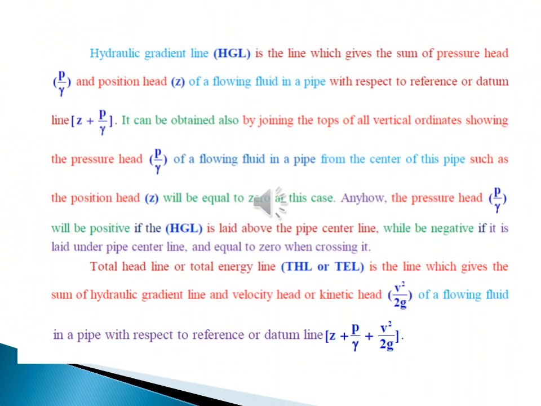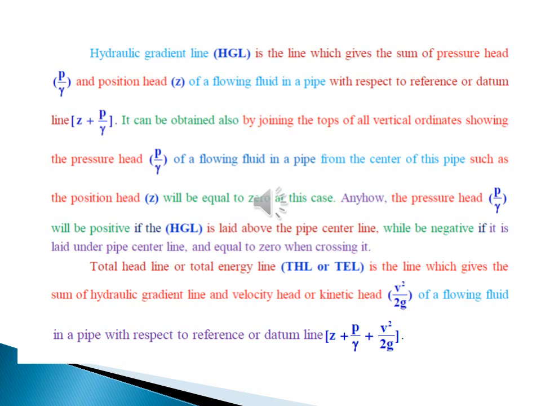Look, my dear, the hydraulic gradient line HGL is the line which gives the sum of the pressure head P divided by gamma and the position head Z of a flowing fluid in a pipe with respect to the reference or datum line. Take into consideration that the pressure head P divided by gamma would be positive if the hydraulic gradient line is placed above the pipe center line, while P is negative if it is laid under the pipe center line, and equal to 0 when crossing.